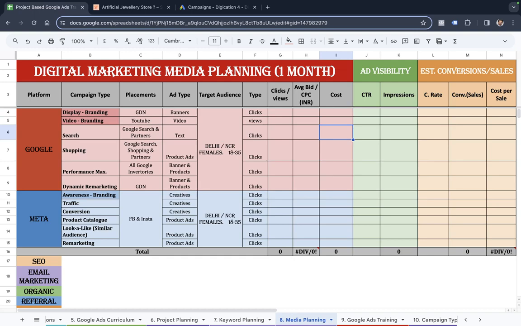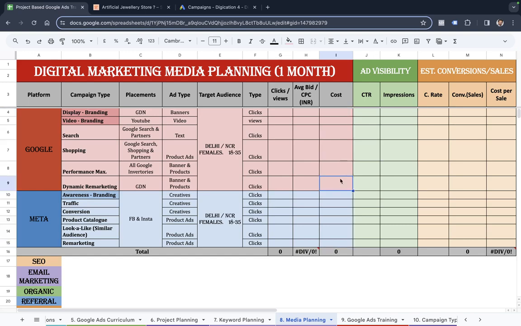Now, Google is always more expensive than Meta. So what you can do is think about giving more budget to Google and less to Meta. So we can think about giving 2/3 of the amount to Google, and we can keep 1/3 with Meta, which means we are talking about spending 20,000 on Google and 10,000 on Meta.